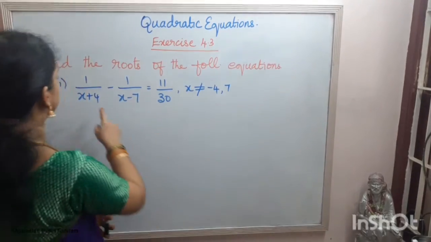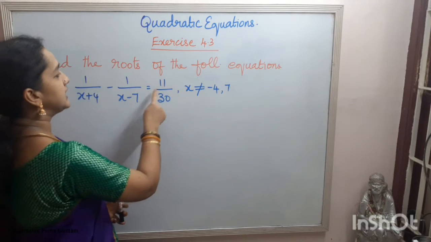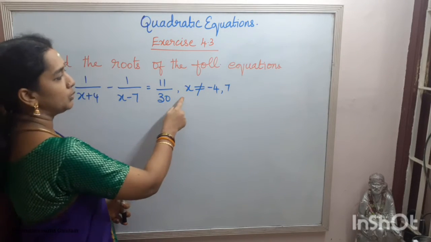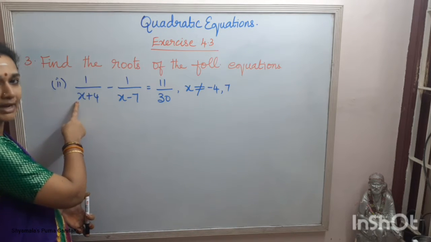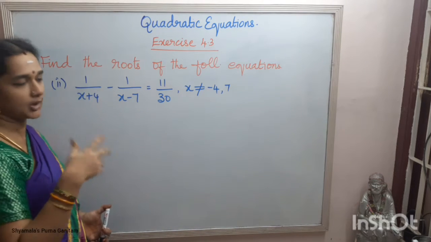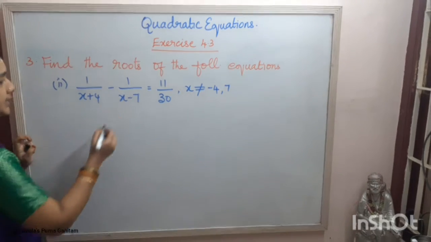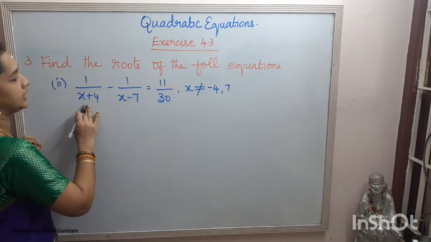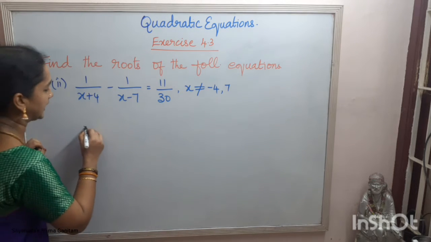Next sum is 1 by x plus 4 minus 1 by x minus 7 is equal to 11 by 30, where x not equal to minus 4 and 7. If x is minus 4 or 7, you won't be getting a quadratic equation. Okay, so now we will take this equation. First thing is, in the denominators you are having x plus 4 and x minus 7. So we will take LCM.